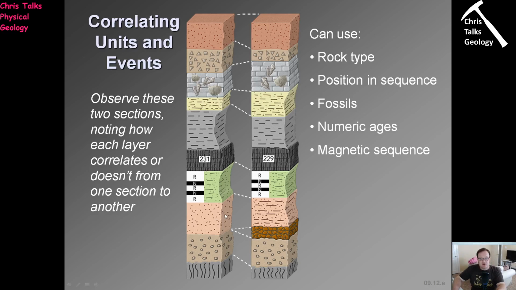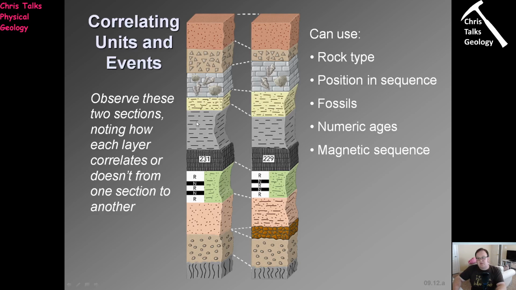So these two diagrams here give you a very nice example of how we correlate between layers of rock. Well, okay, so let's start with a simple one. This layer of rock here is igneous, 231 million years old. This layer of rock here is igneous, 229 million years old. Pretty much the same age, they correlate.